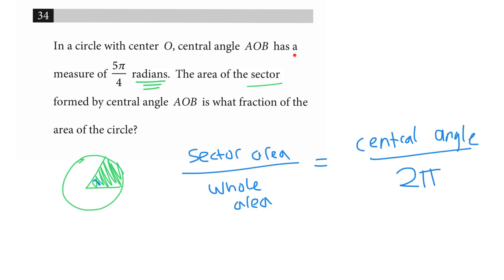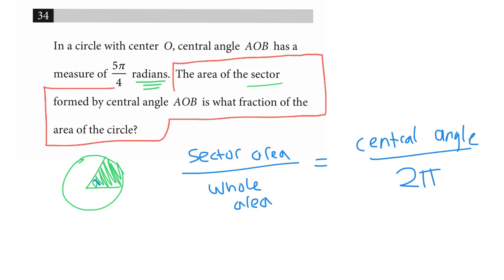So the central angle has a measure of 5 pi over 4. The area of the sector is what fraction of the area of the circle? In other words, let's read it again. The area of the sector formed by the central angle AOB is what fraction of the area of the whole circle? They're asking, what is this fraction? The area of the sector is what fraction of the area of the whole circle? Well, we know from this formula that sector area over the whole area of the circle equals the central angle over 2 pi. So if we just find the central angle over 2 pi, that would be the answer, because this equals that, right? So our goal is to just find this.